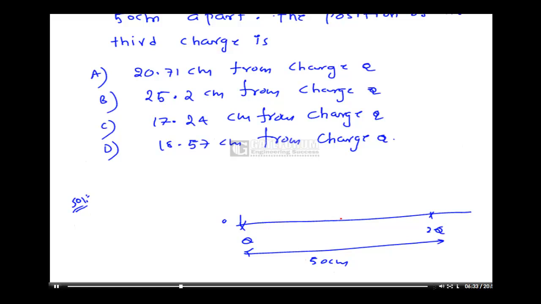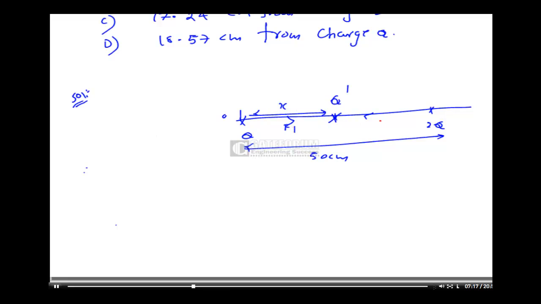So from charge Q, another charge, suppose Q dash, I want to calculate, is at a distance x. We want to calculate x. The condition given is equilibrium. The three charges are in equilibrium when the force acting on Q dash due to Q is in this direction, and the force acting on Q dash due to 2Q is in this direction. If the magnitudes of the forces are equal, then only the three charges are in equilibrium. That is, this force is F1, this force is F2. If F1 is equal to F2, then only the electrical charges are in equilibrium.